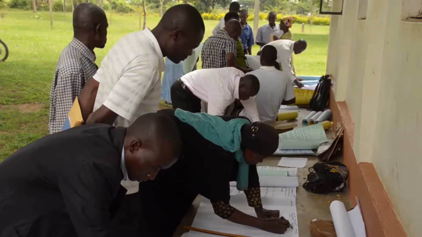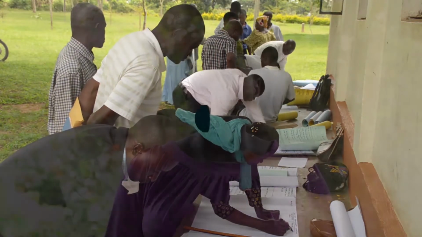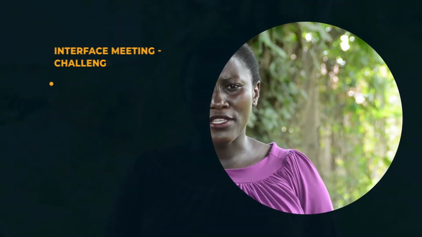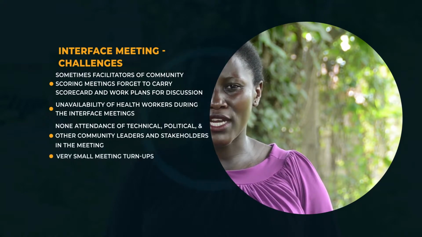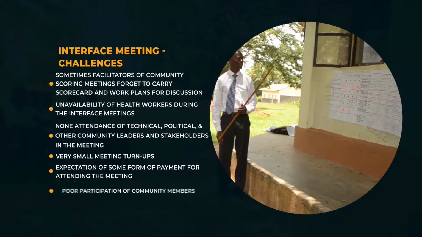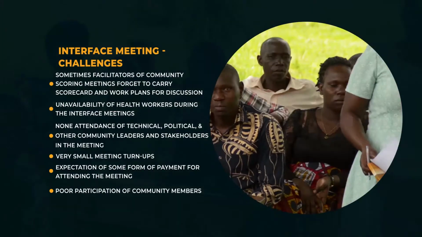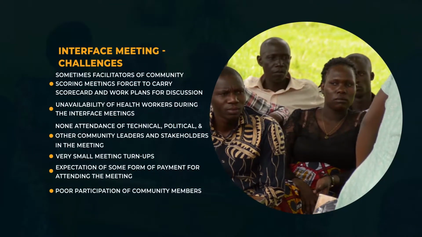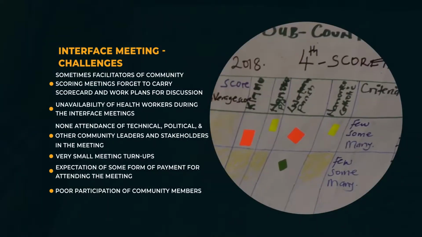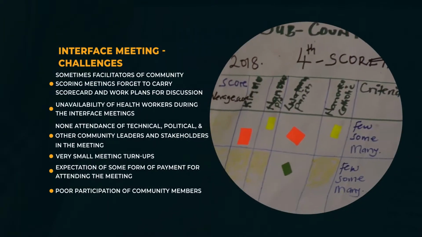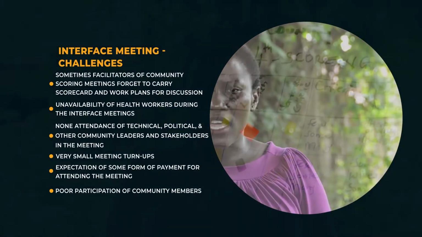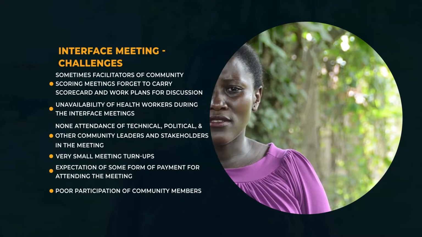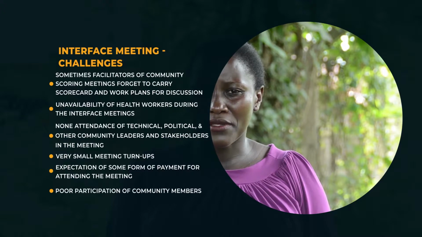Let's look at what we might encounter in interface meeting. Sometimes facilitators of the community scoring meetings forget to carry scorecards and work plans for the discussion, or even other materials that they need for writing. In some meetings, the health workers who are supposed to interface with the communities may not be available. The technical leadership, political and other stakeholders may also be missing in the meeting. In some cases, very small numbers may turn up for the meetings from the community. Sometimes community members expect some form of payment from the meeting, but also there is poor participation of community members.